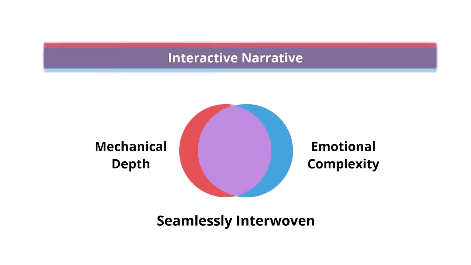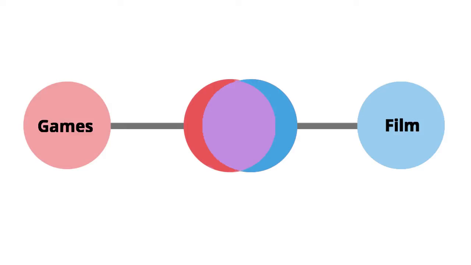So I call these examples of true interactive narrative, where we're really starting to blend story and interactivity together. You get mechanical depth and emotional complexity seamlessly interwoven. And these are very new examples. These are not things that were around for a while that were ported over. These are things that were essentially built from the ground up for that device. And they're not typically as mechanically deep as regular games, and they're not as emotionally complex as film. They're sort of somewhere in the middle.